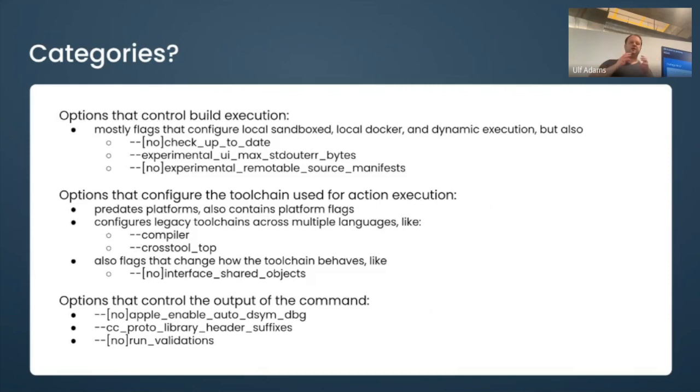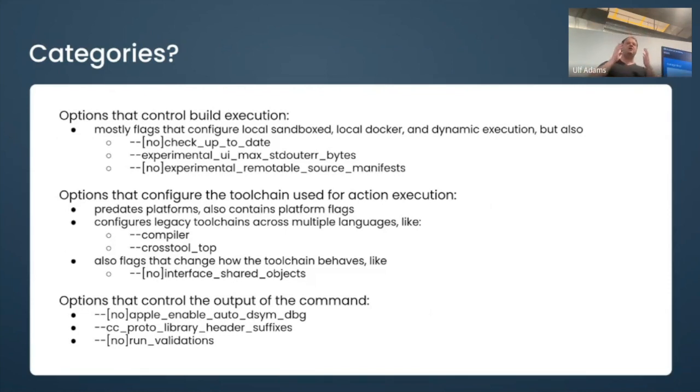So here are some examples from the existing categories. Options that control build execution is mostly flags that configure local sandbox, local Docker, and dynamic execution. But there are some outliers. There is check up to date in there, which doesn't seem quite related, or maybe it does. There is experimental UI max standard out error bytes, which seems completely unrelated. Then we have experimental remotable source manifests, which kind of seems related, but maybe not in the way that we expect. Another is options that configure the toolchain, options that control the output of the command.